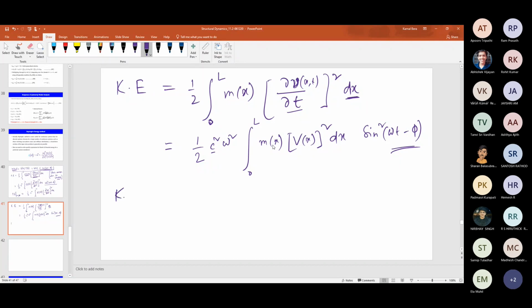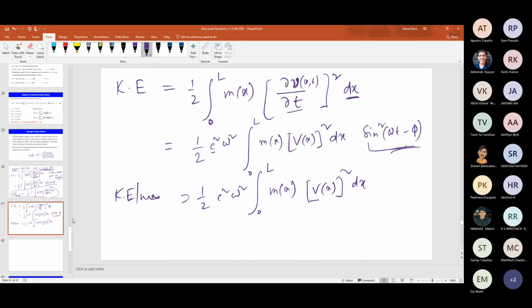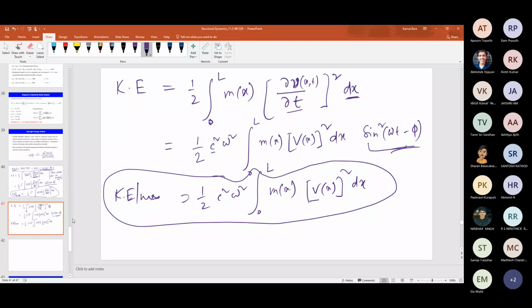So again, the maximum kinetic energy will be when this will be 1. So it will be half c square omega square integral of 0 to L m(x) V(x) square dx. Correct? So this is the maximum kinetic energy. Now equating: at any time, for a conservative system, the maximum kinetic energy is equal to the maximum potential energy. So if I equate this and this, like we did for the multi-degree of freedom system, I'll get omega square, and half will get cancelled out.